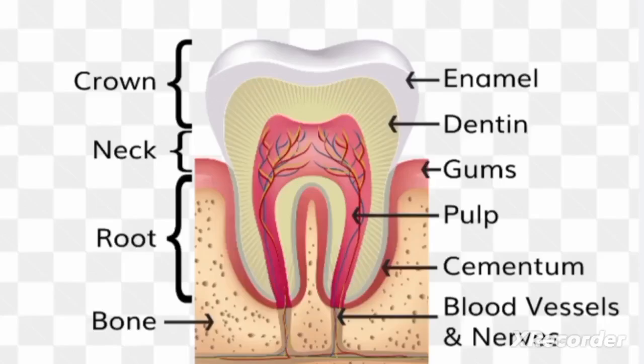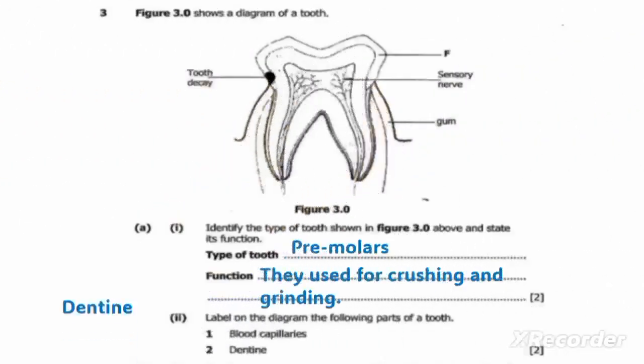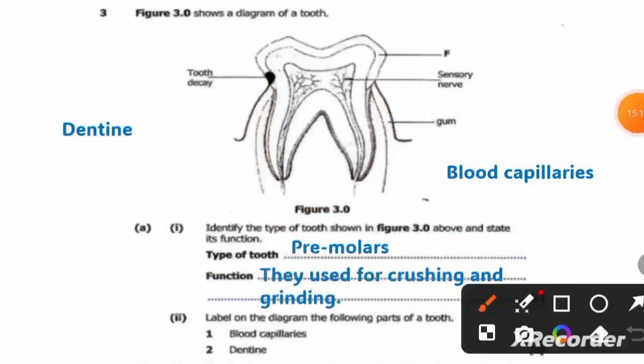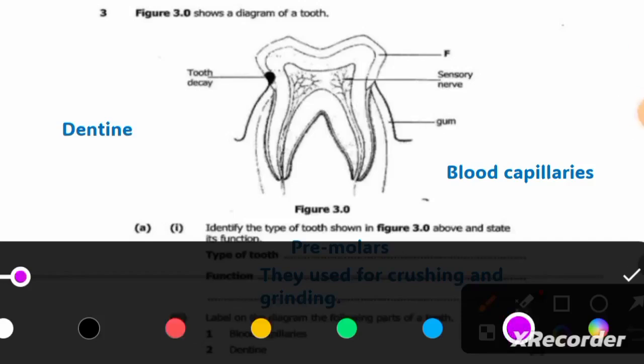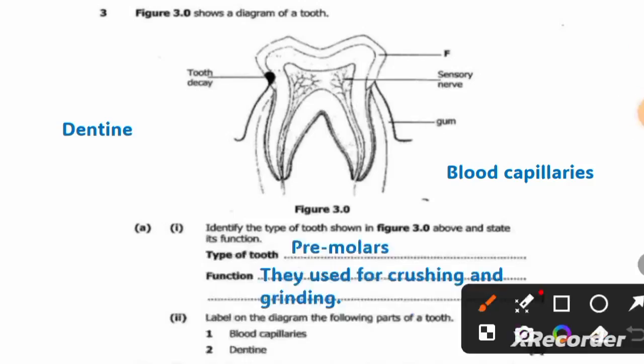Okay, so we have seen that. Now let us label them. We have seen that the one that is showing blood capillaries is this one. Then the one that is showing dentine is this one. Okay, so you are free to go back to the previous slide so that you can see the labeled tooth.